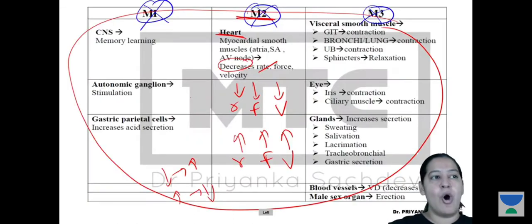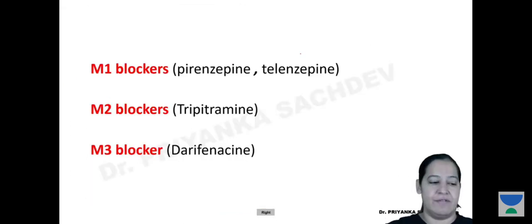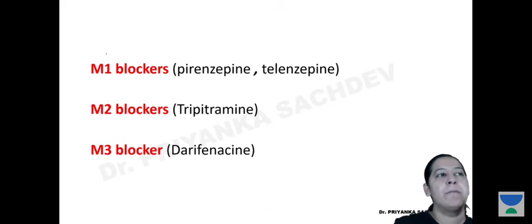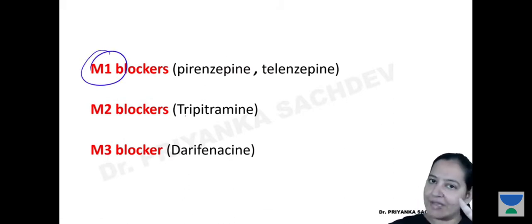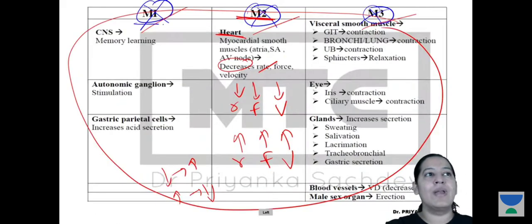All these drugs are non-selective. They block M1 also, M2 also, M3 also. Some of them are selective. Some of them block only M1. Two examples block only M1: pirenzepine and telenzepine. These two block only M1. Write the names here: pirenzepine and telenzepine.